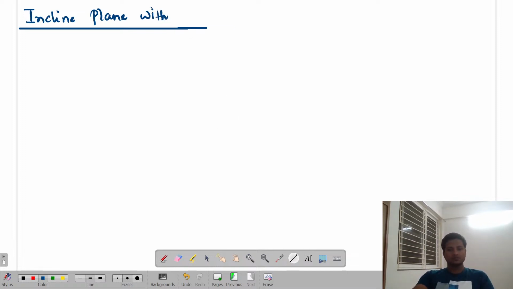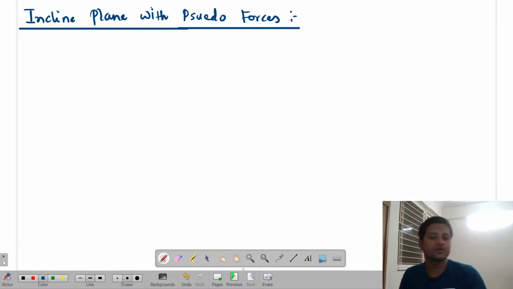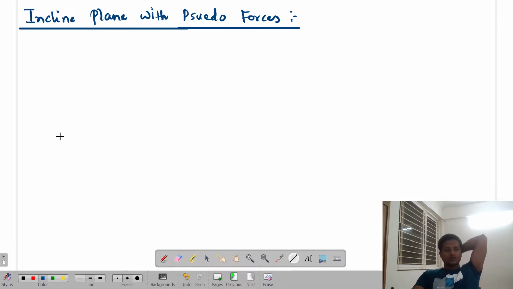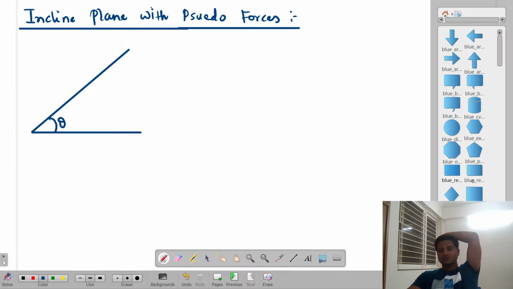With pseudo forces. Are you able to get me? Okay, so let us think of an inclined plane, and I place a block of mass m over here once again.